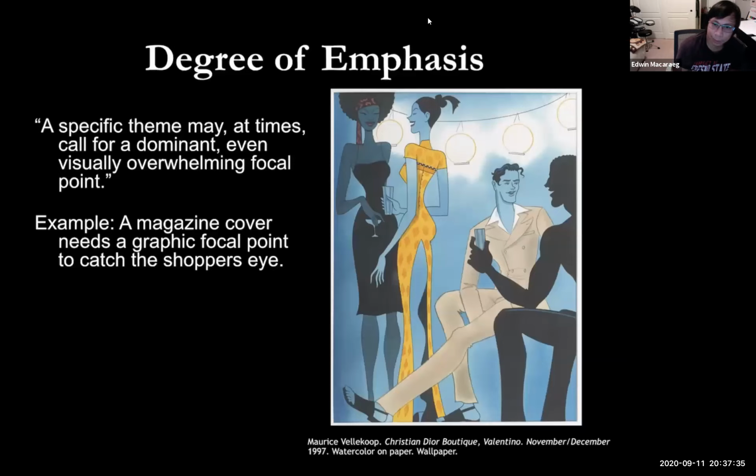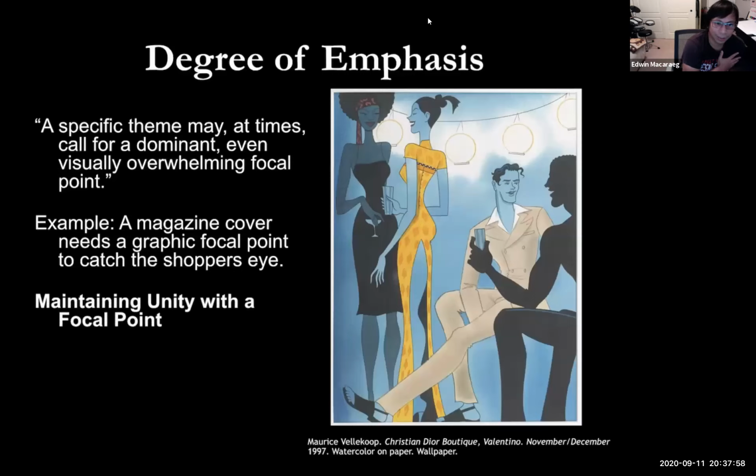So when it comes to something like this, it is an image used on a magazine cover. They want to attract the attention of anyone walking by. They want them to look at the magazine, notice it, and perhaps purchase it. So sometimes you want to exaggerate that emphasis.